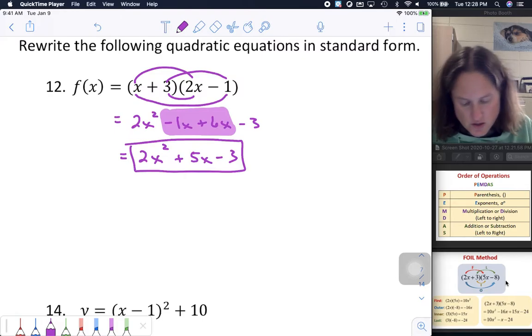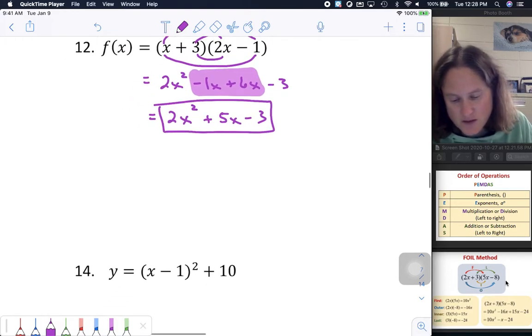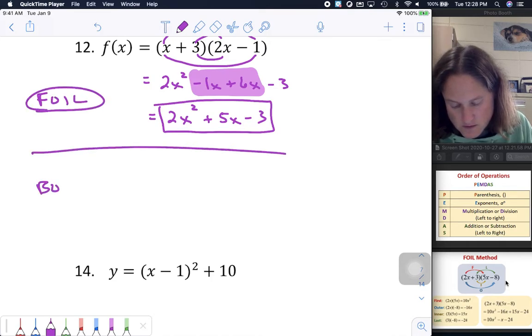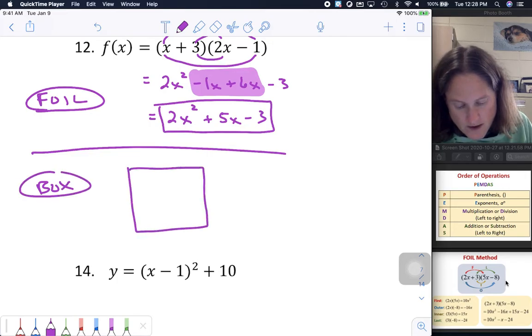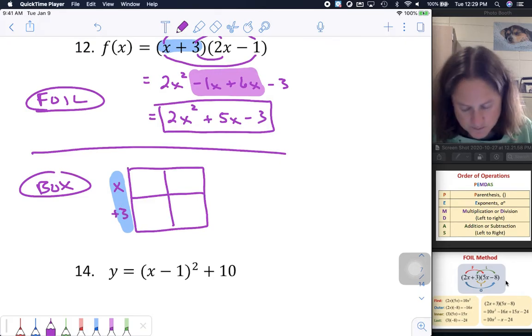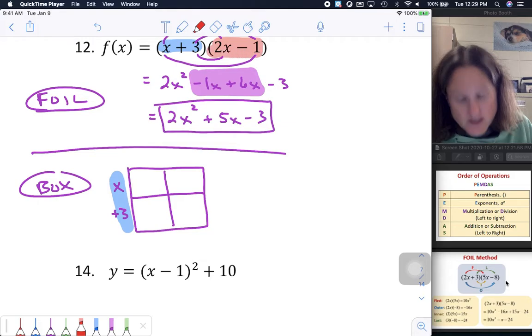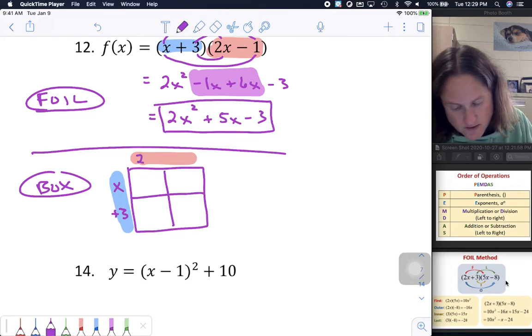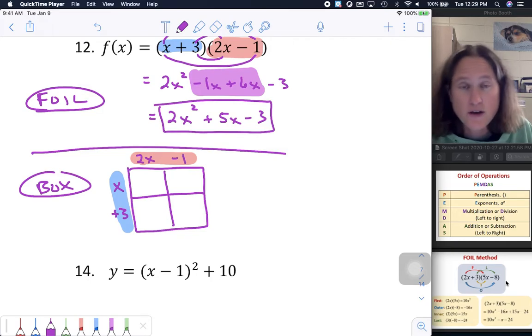The other technique you can use, and like I said, it does not matter, is the box method. So this is FOIL, and then here's the box. You draw your box, your 2 by 2. Because I have x plus 3 in one parentheses, that's going to go on one side of the box. Doesn't matter which side, but I'm going to put it over here on the left, so x goes at the top square, and that plus 3 goes at the bottom. Then, since my other set of parentheses is 2x minus 1, those are going to go on the other side, which in this case will be the top, and it's going to be 2x for the first box, and then minus 1 for the second.